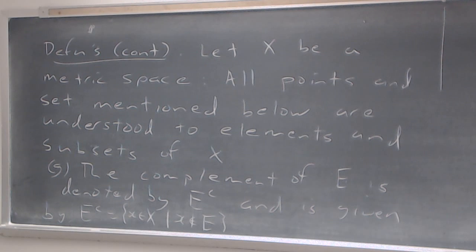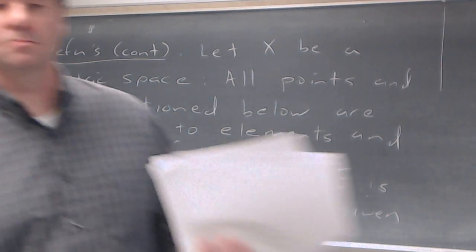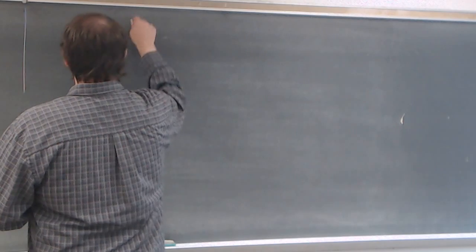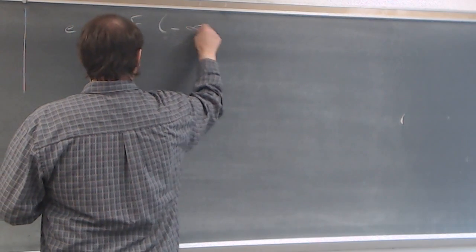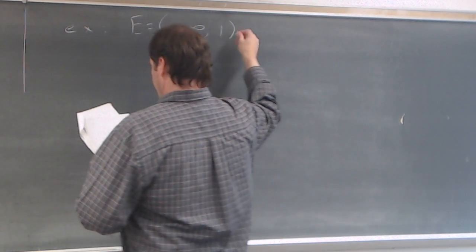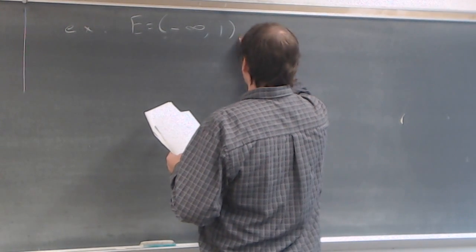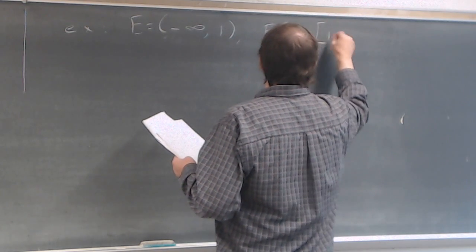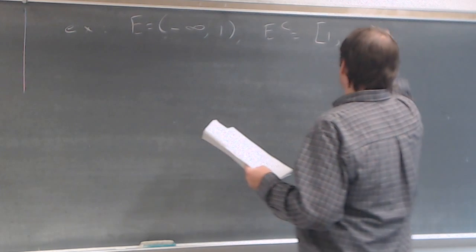And so we'll look at an example. Okay. So if we look at E being equal to, in the real numbers, the subset from minus infinity up to 1, that's open here, then E complement would be equal to the set having 1 up to infinity.